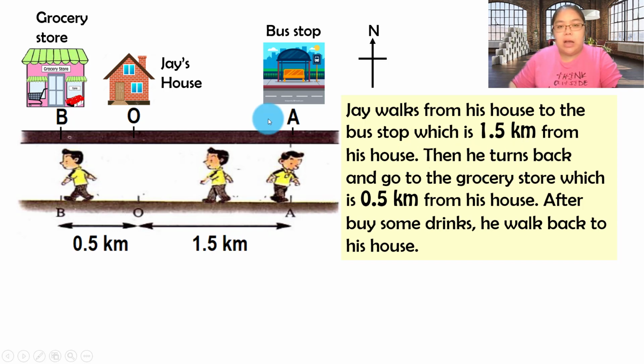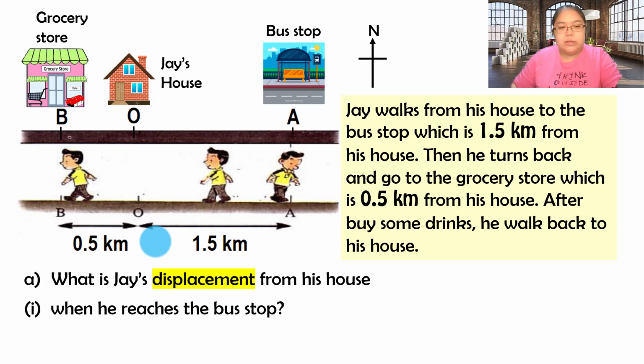Then he turns back. After going to the bus stop, he turns back and goes to the grocery shop. Okay, it is 0.5 kilometer from his house again. So OB is 0.5 kilometer. After buying some drinks, he walks back to his house. So O to B, then B back to O. Okay, from here we see the question, what do they want.